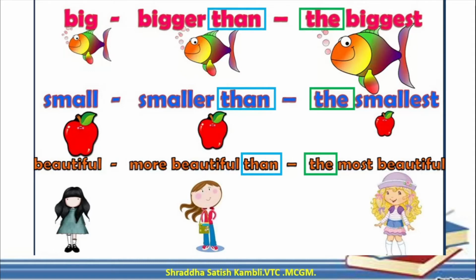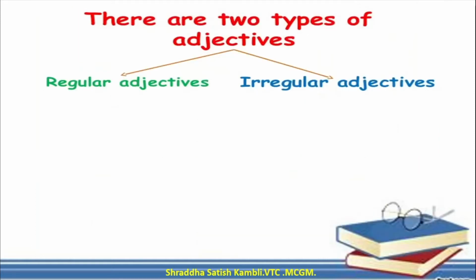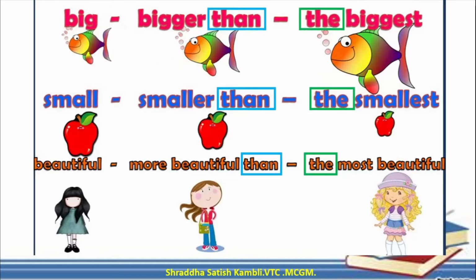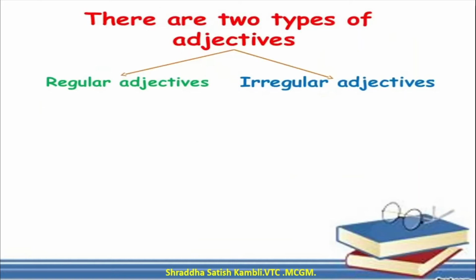So certain adjectives, instead of taking er and est in the suffix, take more and most before them to form the comparative and superlative degrees. So there are two types of adjectives, children. One is the regular adjectives and the other is the irregular adjectives. Now the regular adjectives are the ones which we saw here: the ones which take er, est, the ones which take more, most. Okay, so these are the regular adjectives.